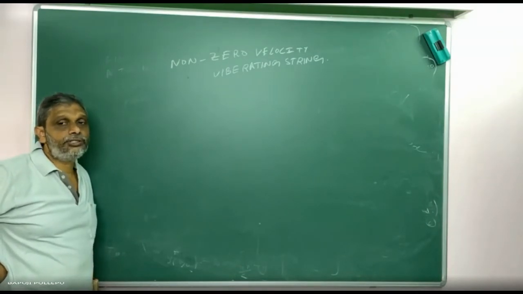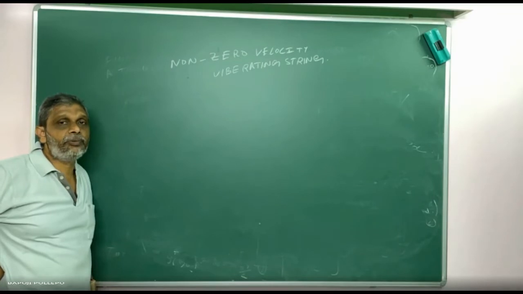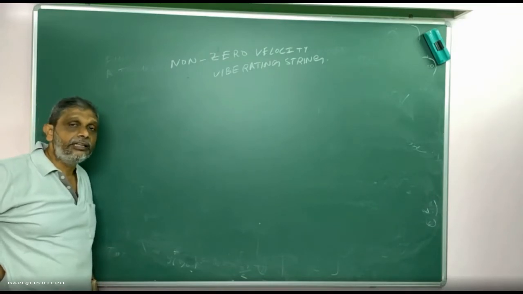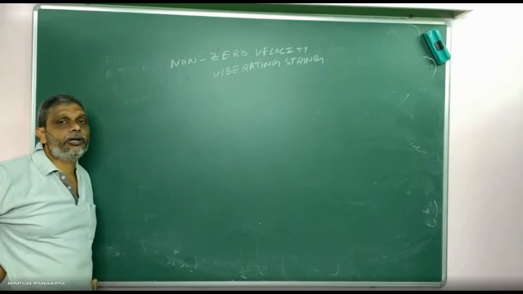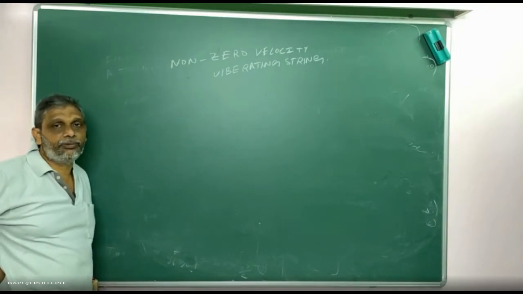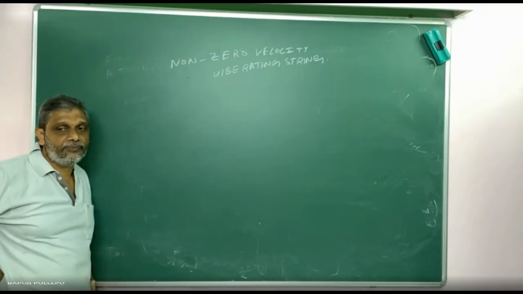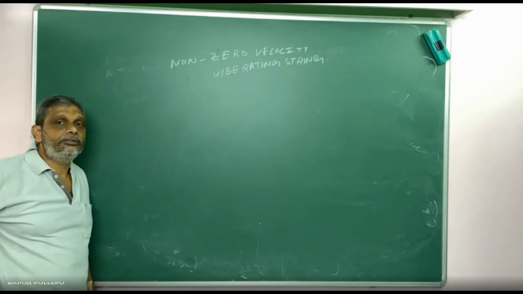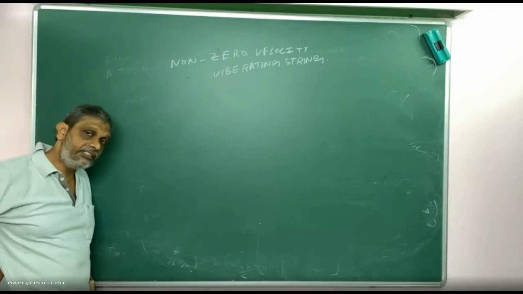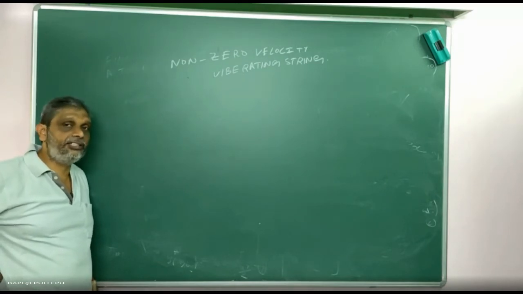So what is non-zero velocity? While reading the problem you can clearly tell. They are telling the initial displacement or the initial velocity. Read the problem properly, then attack the problem. Don't hurry. Read properly. If they give initial displacement, it means zero velocity. If they give initial velocity, it means non-zero velocity. Velocity is there. Like this you can think and do.